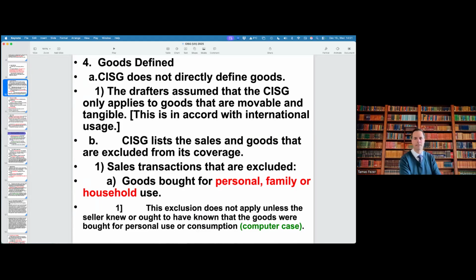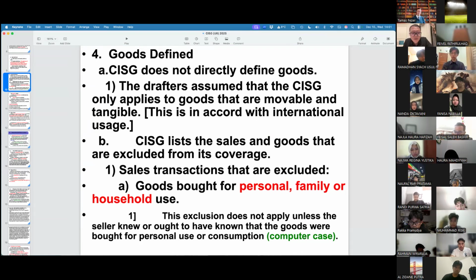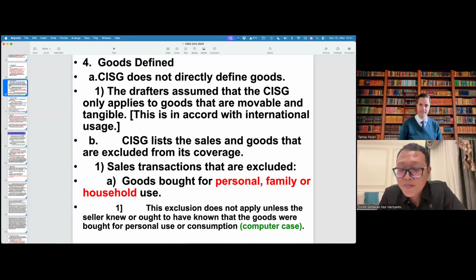Professor, maybe you can stop for a while because there are some students who request me to summarize in Bahasa. Okay, just let me translate and then they may understand your explanation. All right.